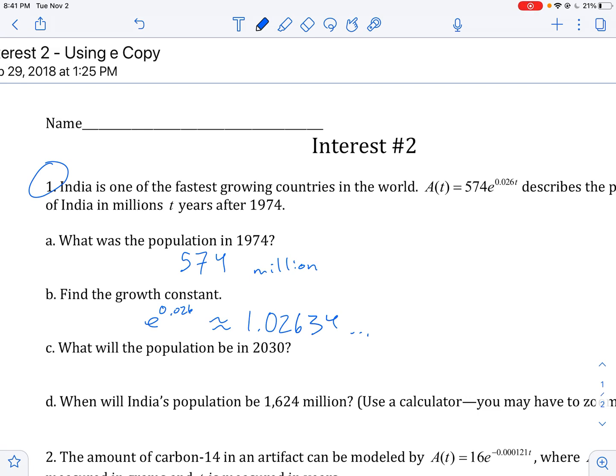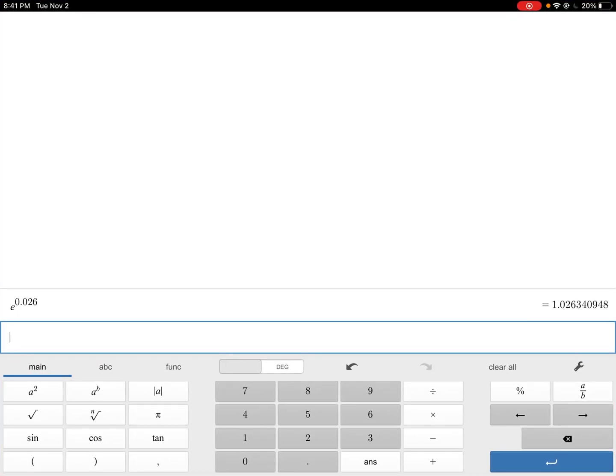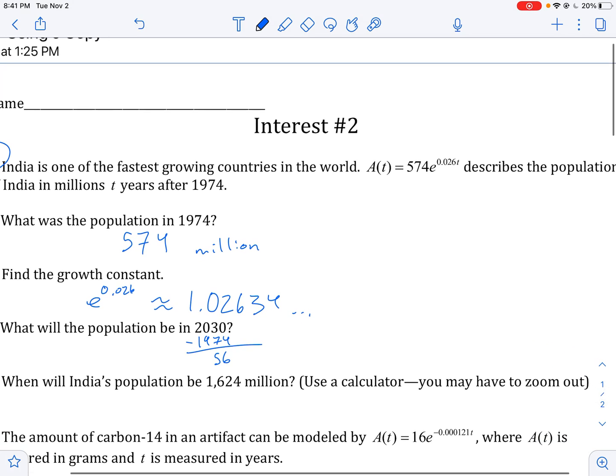And then what will the population be in 2030? Well, we need to figure out how long from 1974 it is to 2030. That's just a quick subtraction problem, right? 2030 minus 1974. It's 56. Okay, I'm not totally wrong in things. So that's the number of years. We're going to put that in for t.